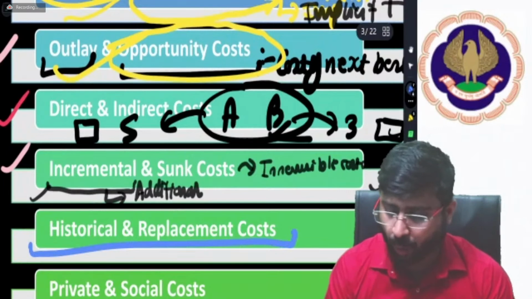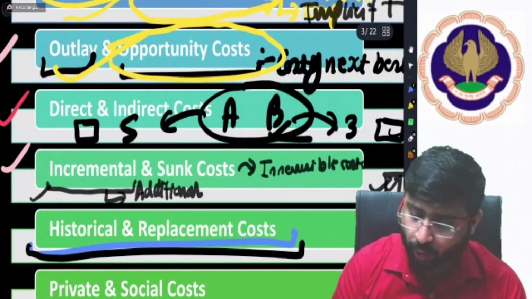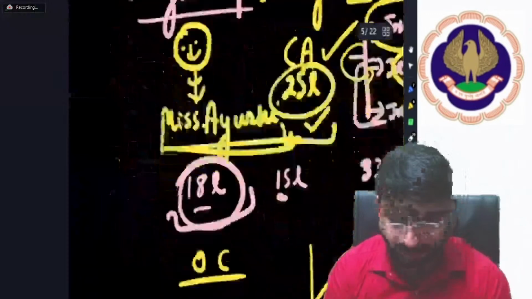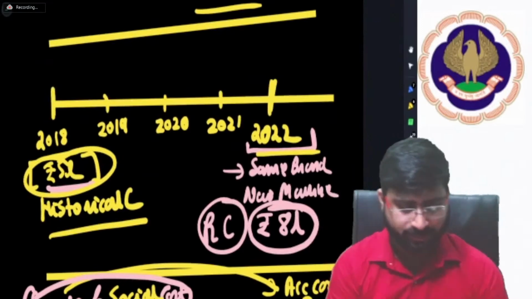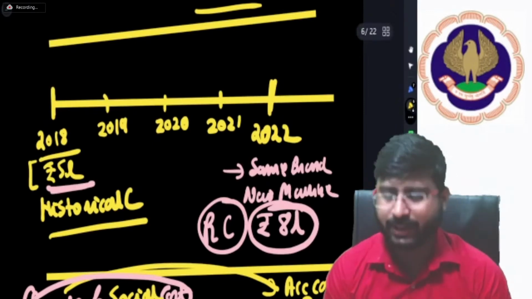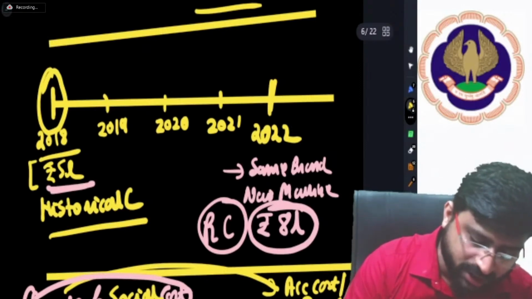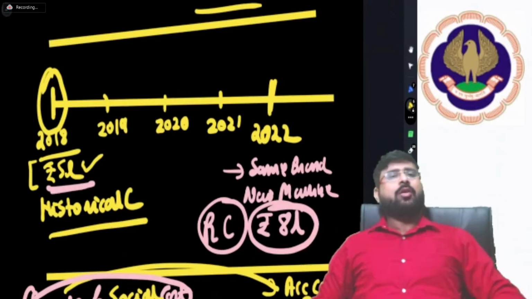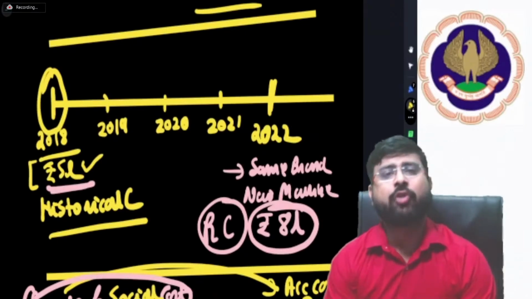Historical and replacement cost is what we are discussing next. Okay, let's pay attention. Suppose, my dear friends, this is a timeline. We are discussing historical and replacement cost. Suppose in 2018 you acquired a machine for 5 lakh rupees.